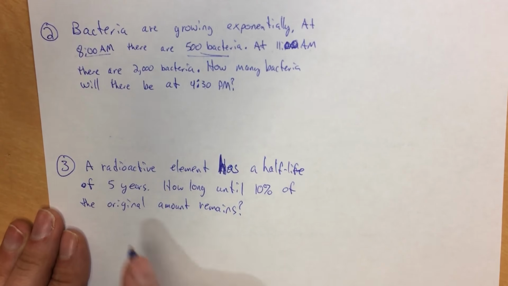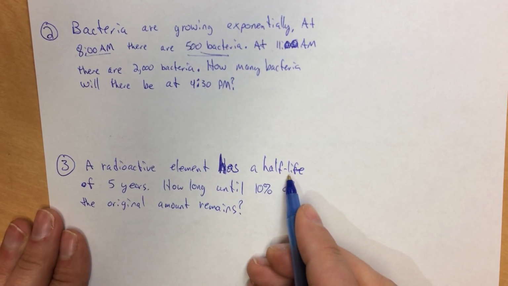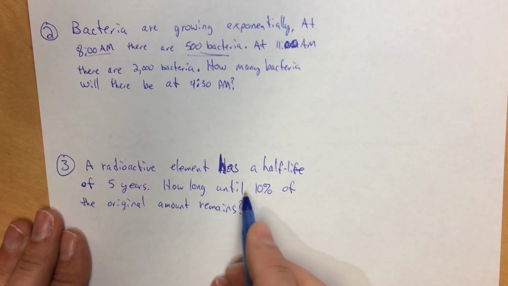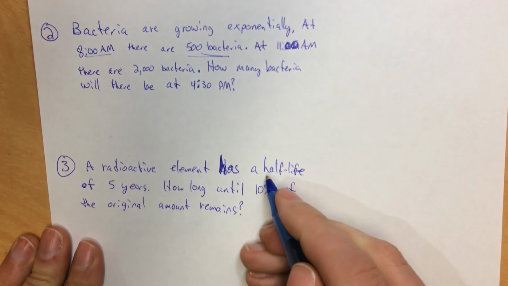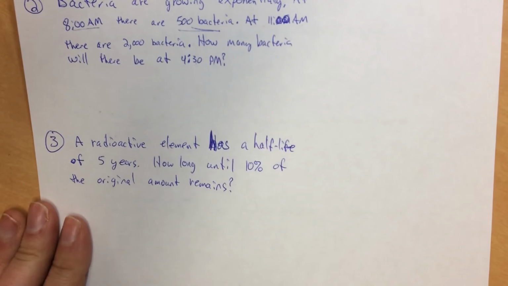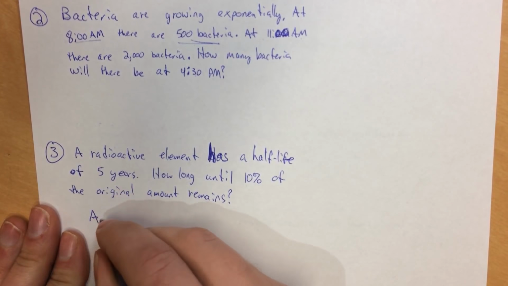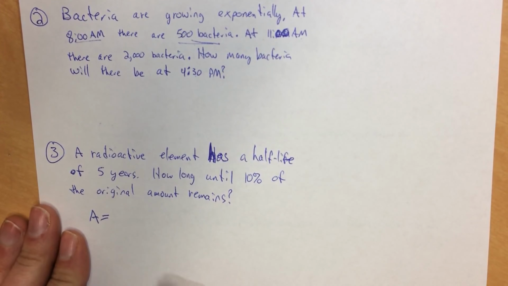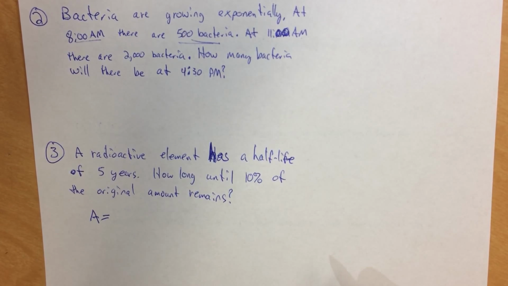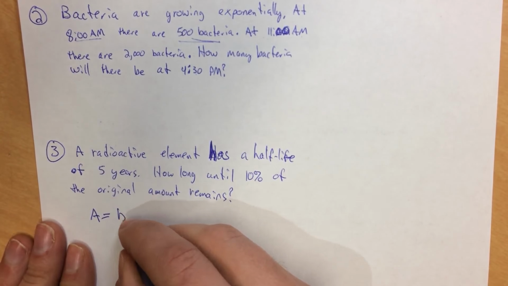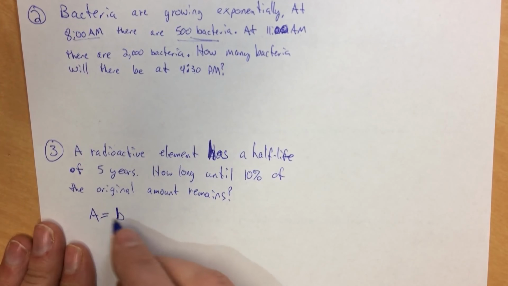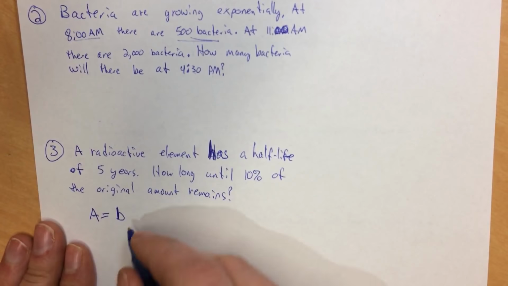All right, our last question, last one we're going to do. A radioactive element has a half-life of 5 years. How long until 10% of the original amount remains? Remember, half-life is the amount of time it takes for there to be half as much of the material. So the amount of the material is going to be how much you started with, but it doesn't actually tell you how much you started with. So I'm going to just choose a number B for constant. There's some number that it started with. It doesn't even tell us.